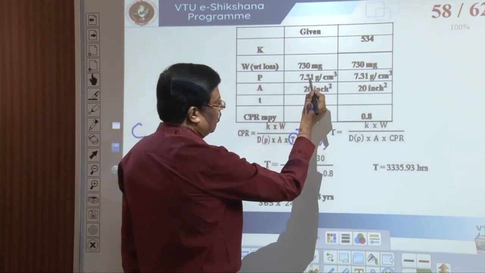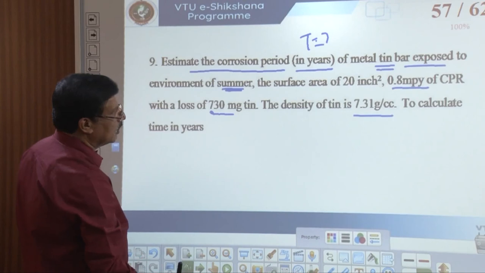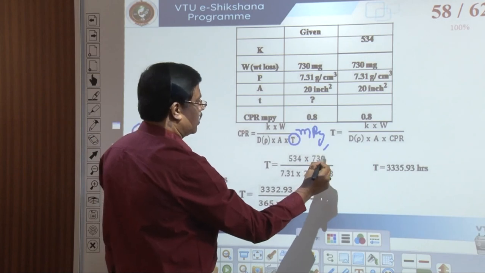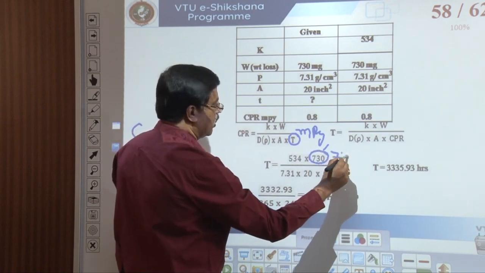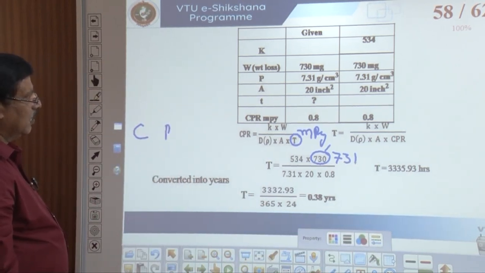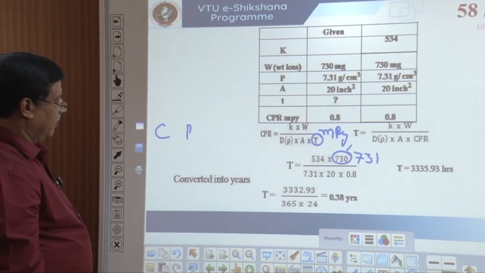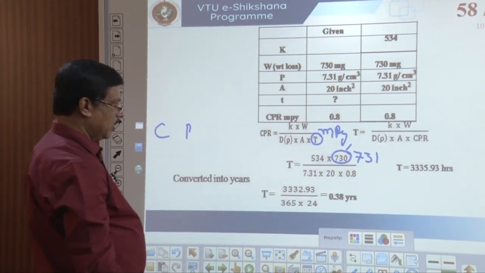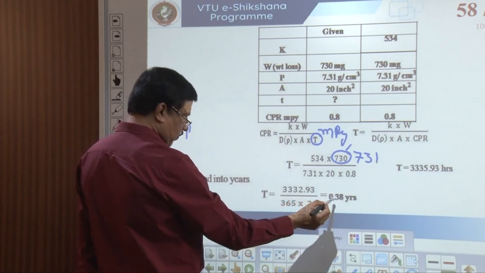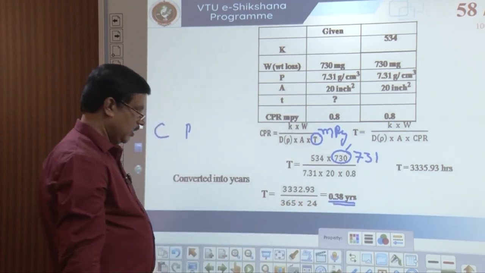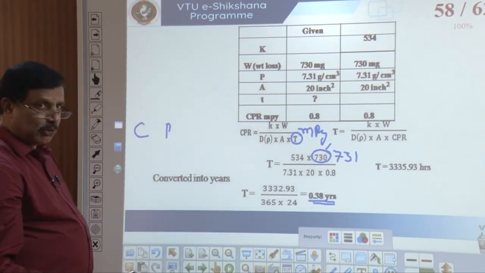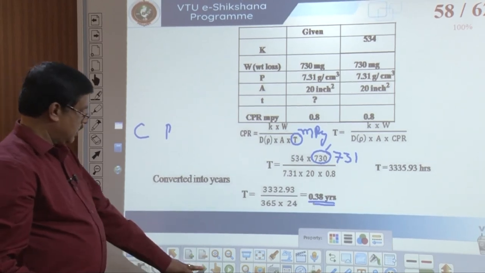See, already you have been given milligram, but here 731 milligram is there. 731, correct. 731 milligram, it should be 731 milligram. Okay, and 7.31, this one, and you will get that value. Final answer should be 0.38 years. So 0.38 years, by 12 per month, how much per day, you can calculate that. So think about that.